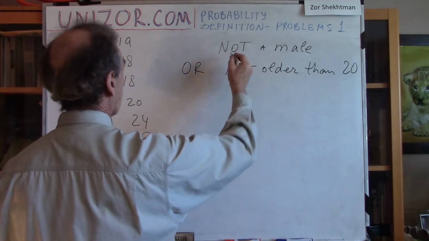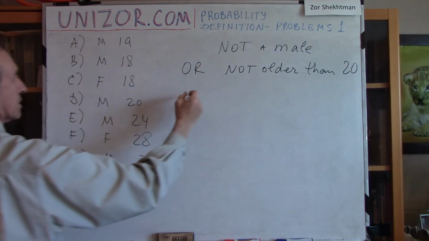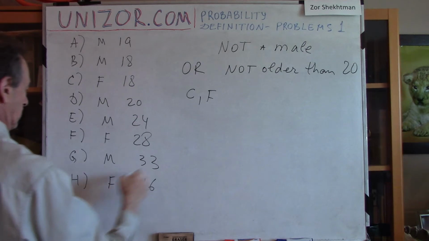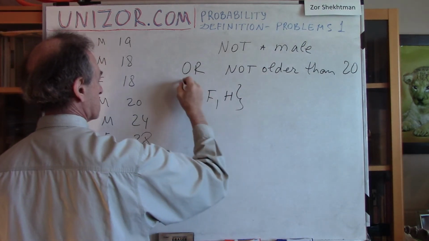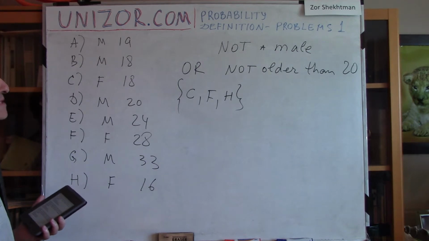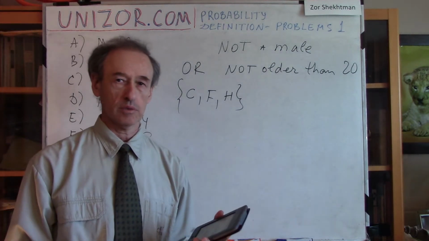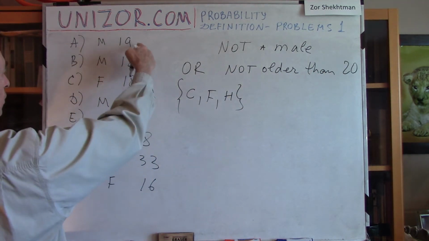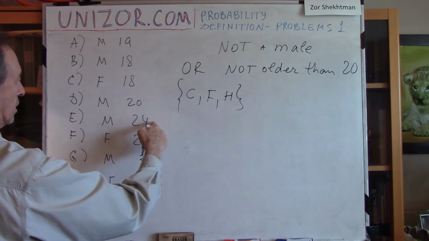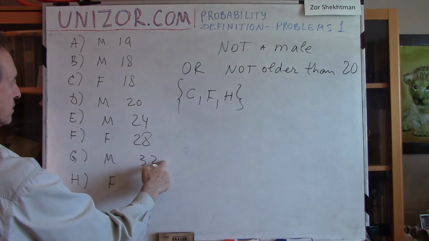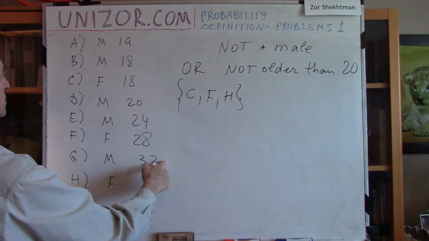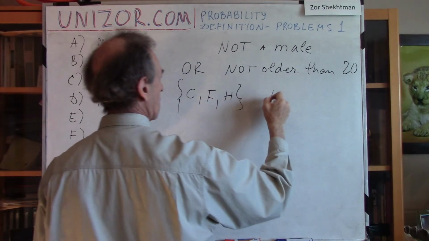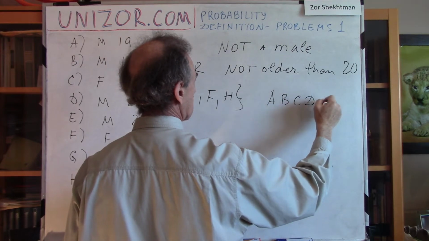Okay. Not a male. This is C. F. H. So that's my subset which represents the event that this is not a male, which I have chosen. Now, not older than 20 years old. So these three are not good, 24, 28, and 33. They are older than 20, right? Everything else is good. So it's A, B, C, D, and H.